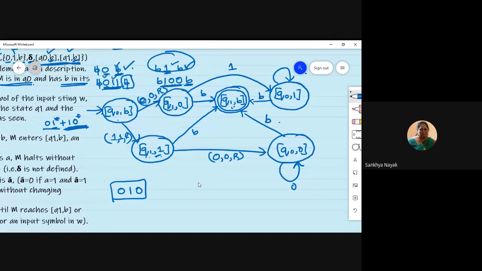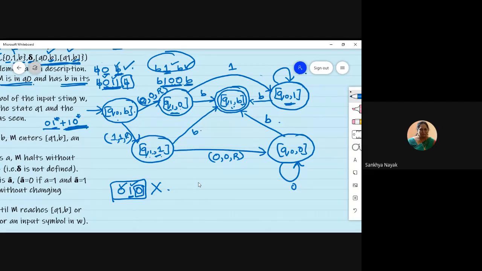0, 1, 0. So you see you get 0 initially. So when you get 0, you move to this state. After 0, you got a 1, right? So once you get 1, you move to this state. And then you get a 0, right? And I have written no transition on 0 for this. So that means it will remain in this state and it will never come to the final state. So this is going to be rejected.